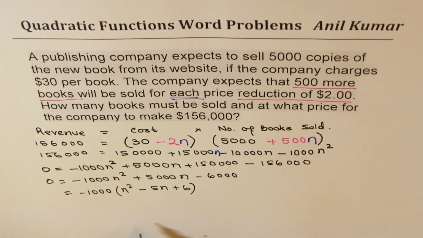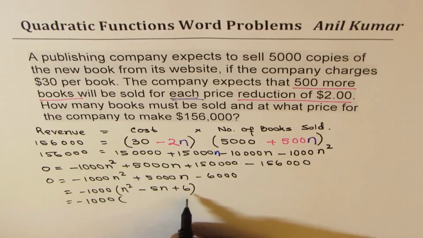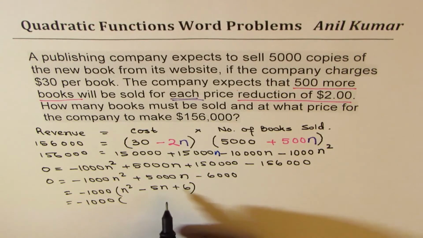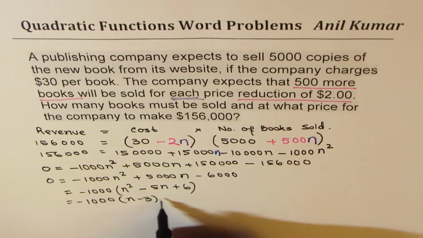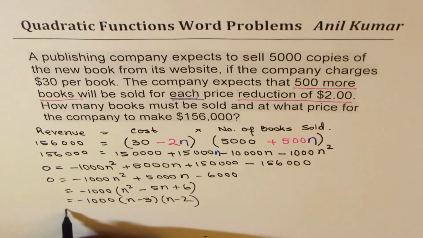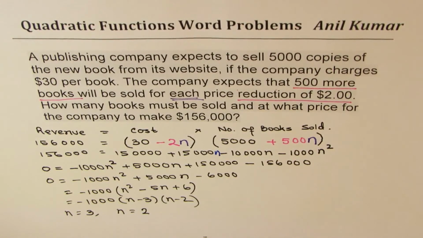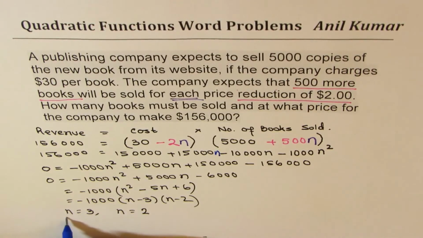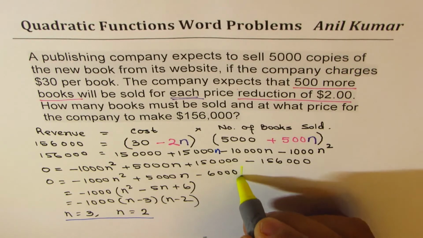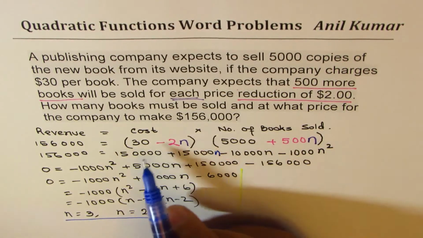Does it make sense to you? That can be easily factored. So minus 1000. What two numbers will give you product of 6 and sum of minus 5? 3 and 2. So that gives you n minus 3 and n minus 2. And that gives you two solutions. So n could be equal to 3 or n could be equal to 2. So we have two different solutions in this case. Perfect. So for each solution, we can write down the number of books and also the cost.